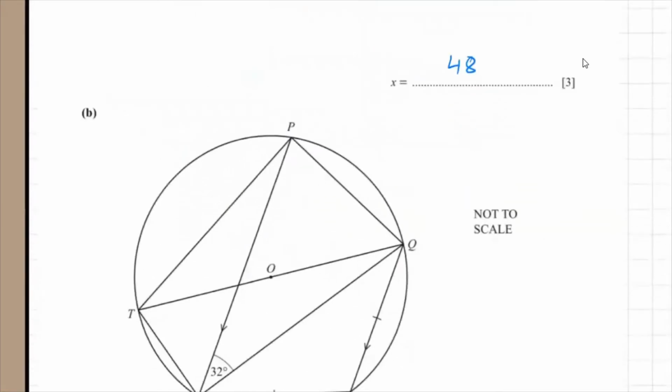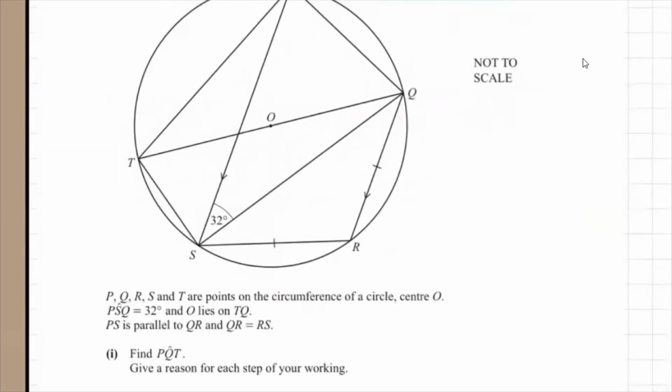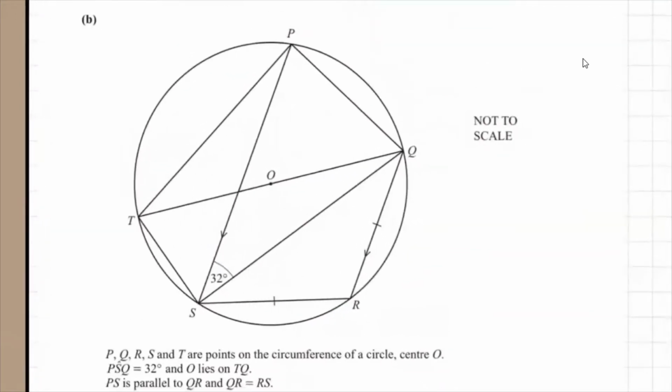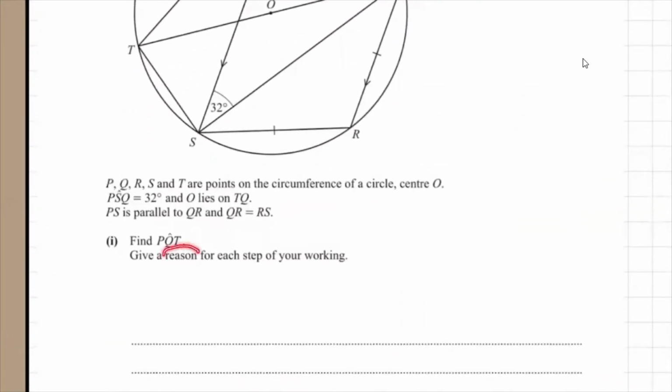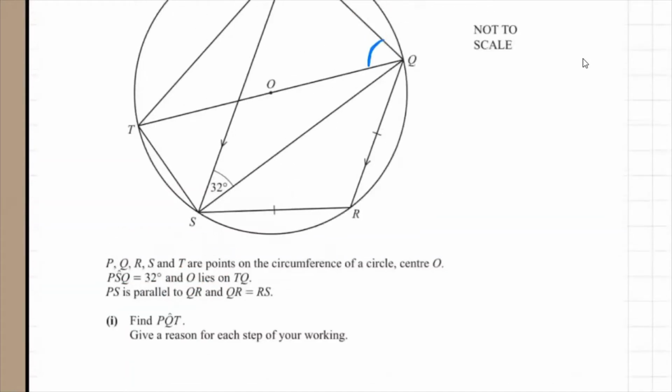All right, part B. I love these questions, so satisfying. Okay, circle theorems. So the question says find PQT. Let's first point out where PQT is. PQT is over here in this triangle, P, Q, and T. This is the triangle that I have to look at. Now let's look at it closely. The question is asking me for reasons as well, so I'm going to note down each and every reason.